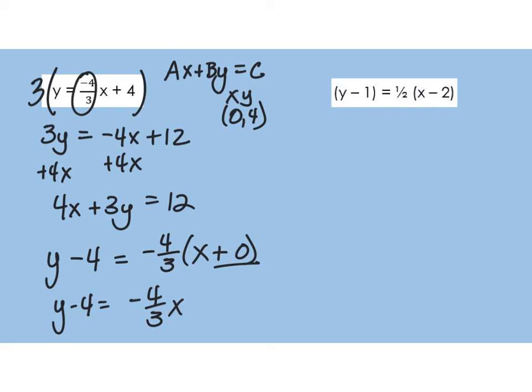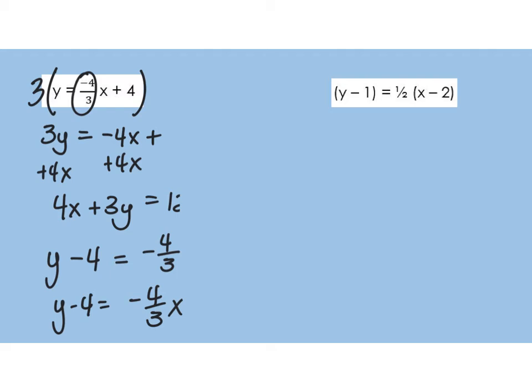And for the x-intercept, I substitute 0 for y. So then we would have 4x plus 3 times 0 equals 12. So then all I have to do is divide by 4. So x equals 3. So first, let me clear some of this out here so I have some space.